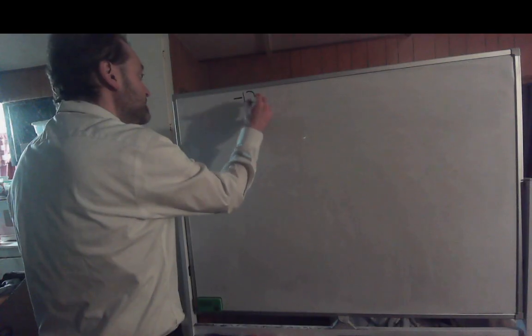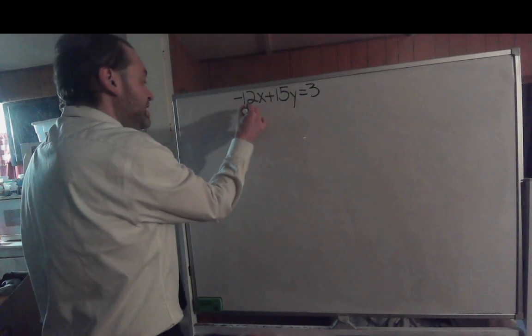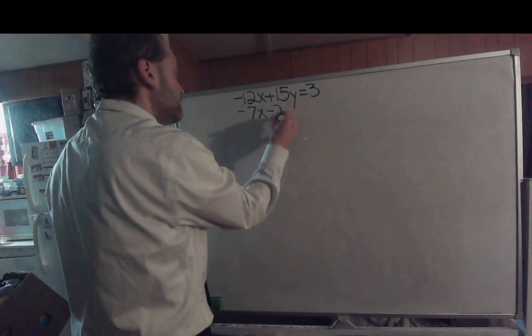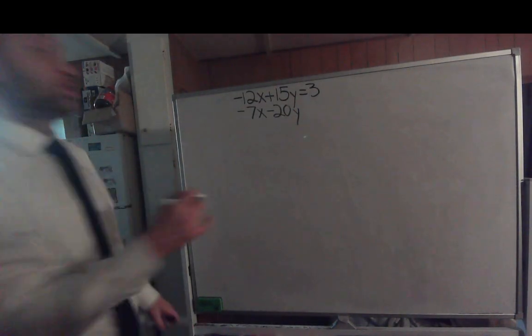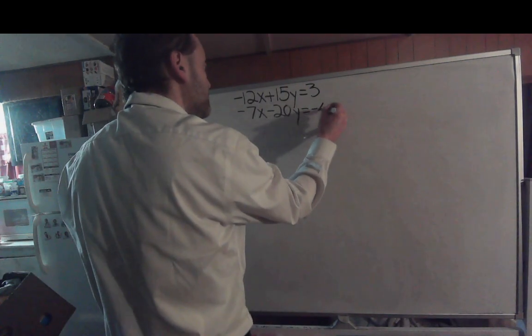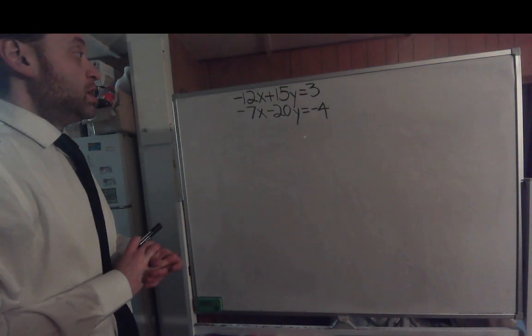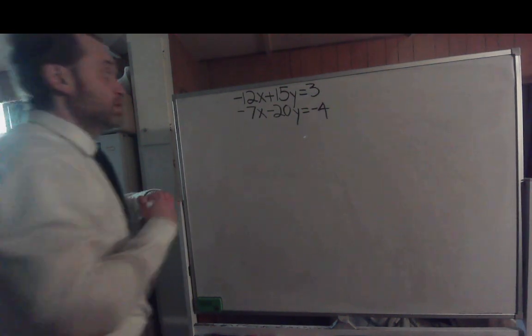Let's say we have negative 12x plus 15y is going to be equal to 3. Then we have negative 7x minus 20y is equal to negative 4. This one's going to be hideous. So what I'm going to suggest here is, of course, let's put this into a matrix form.